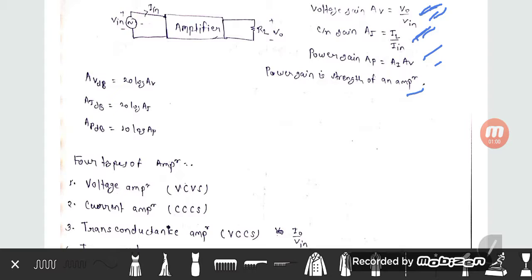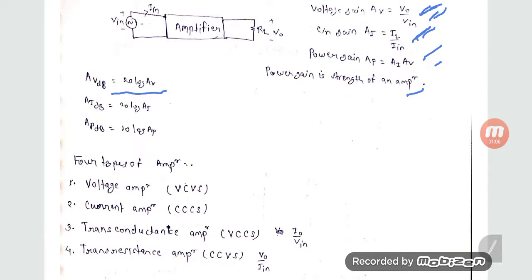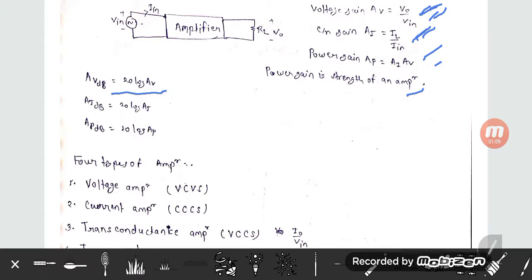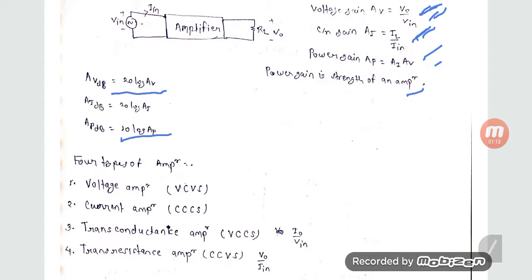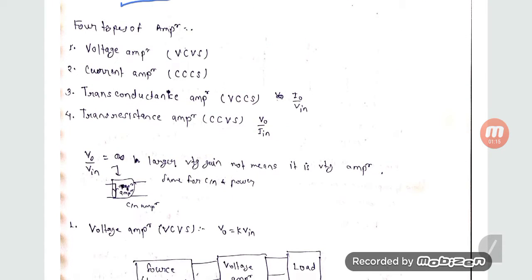We usually calculate the gain in terms of dB. So to convert into dB, we apply this formula: 20 log voltage gain, 20 log current gain, and for power gain 10 log power gain. So basically there are four types of amplifier depending on the value of the input and output resistance. So any amplifier is classified by the value of its input and output resistance.